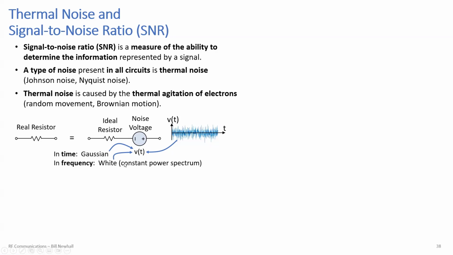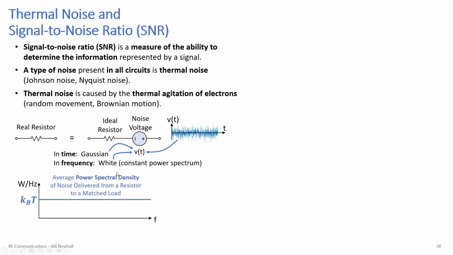In the frequency domain, the noise is going to be white, and that means constant power spectrum. So the spectrum is going to look something like this. When someone says white noise, what they mean is a constant power spectral density, right? That's watts per hertz, power divided by hertz, versus frequency. It's going to be flat. So when someone says white noise, at least over some reasonable spectrum, this is what they mean.